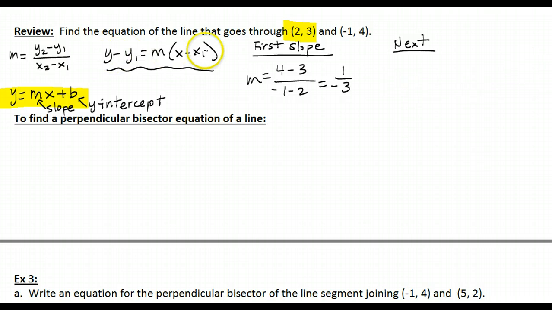Here's what I'm going to do. I'm going to take point-slope form. I'm actually not going to use both points. I'm just going to use one of the points, and I'm going to plug it in for x1, y1, and m.